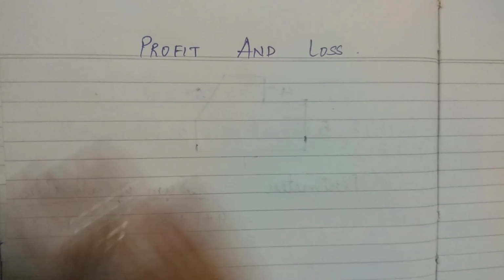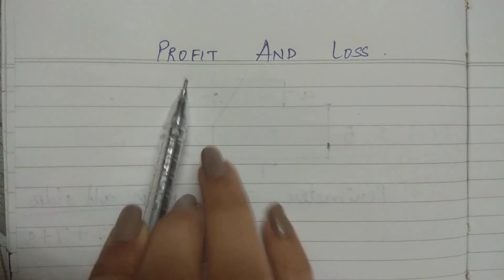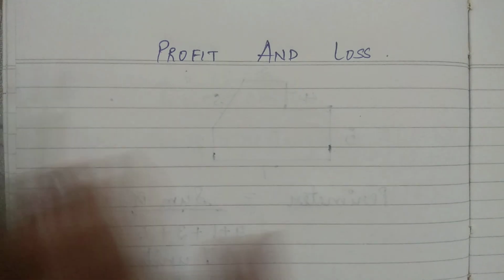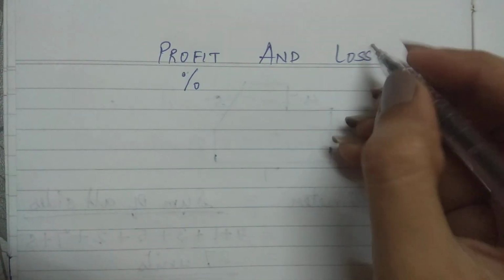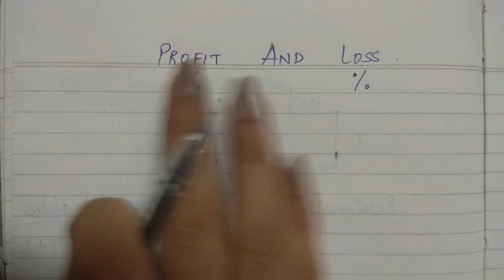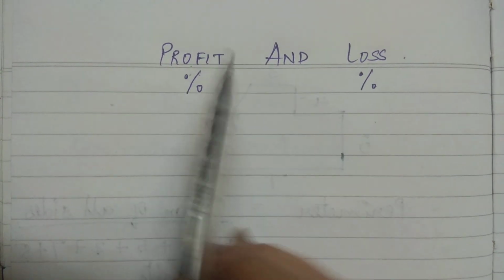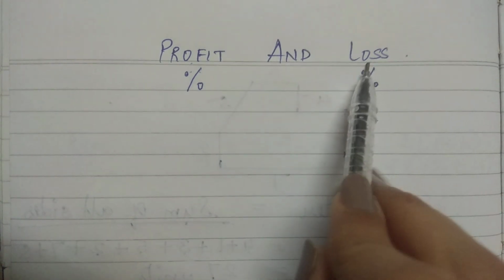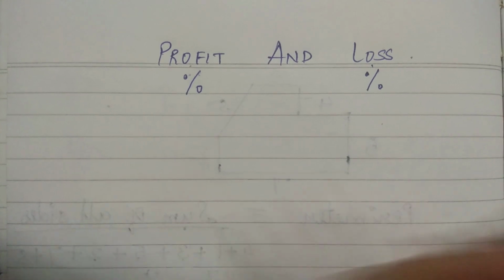Hello everyone, our next topic is profit and loss. Now, what is profit, what is loss, we all know. So, today we are going to learn about profit percent and loss percent and how to calculate them. Basically, let's start with the basic one, profit. Profit means when we gain something, and loss means when we are in a loss during a transaction.